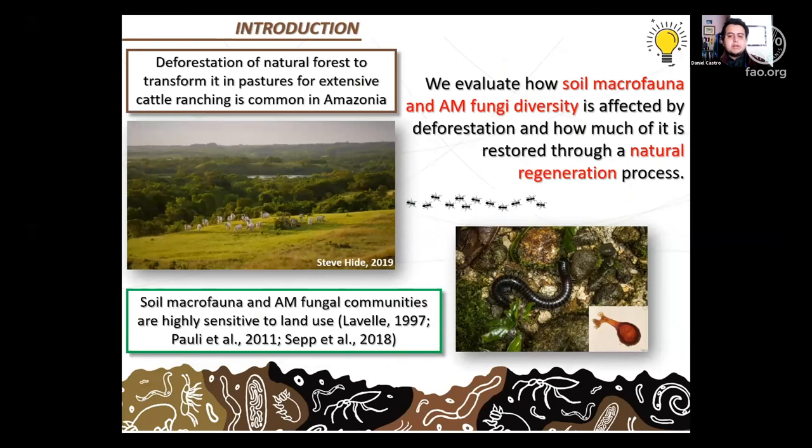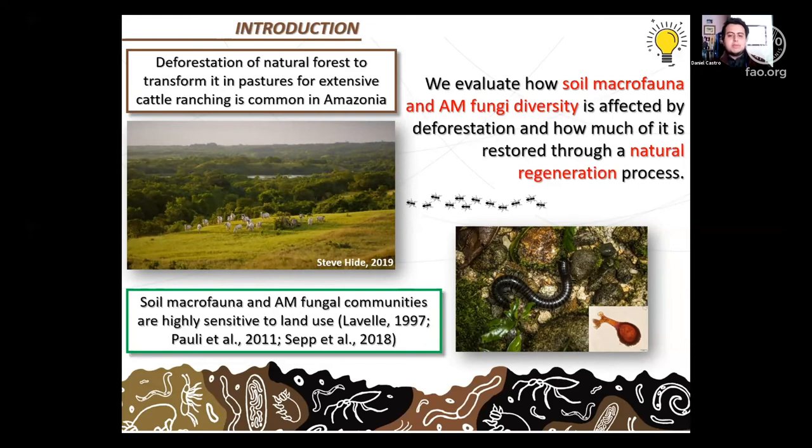Deforestation of natural forests to transform them into pastures is common in the Greater Amazonia and also in the Colombian Amazon region. But after burning, biological communities can restore themselves naturally after pastures are abandoned, through natural regeneration. Meanwhile, soil microfauna and arbuscular fungal communities are highly sensitive to changes in land use.